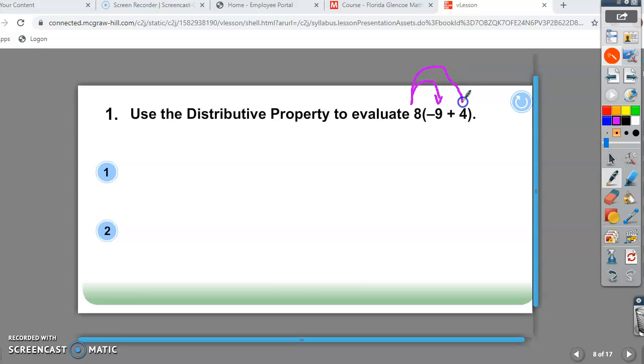So I'm going to do that 2 times. Why 2 times? Well, I have 2 terms. I have negative 9 and a positive 4. So I multiply 8 times negative 9, and then I'm going to take that answer, but I'm not going to solve it yet, and add it to 8 times 4, once again distributing. So 8 times negative 9 is negative 72.